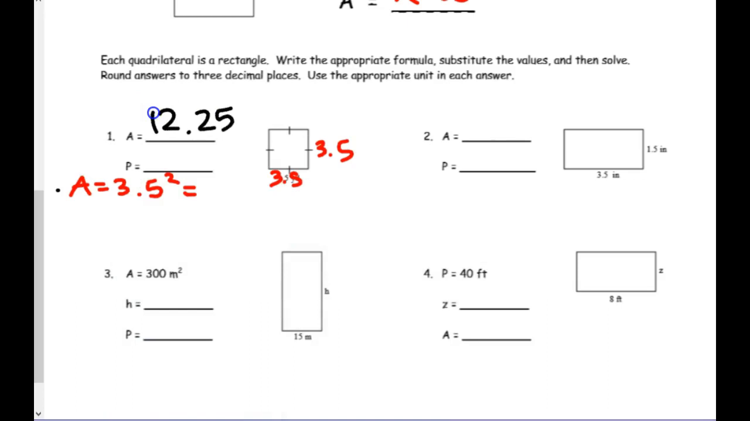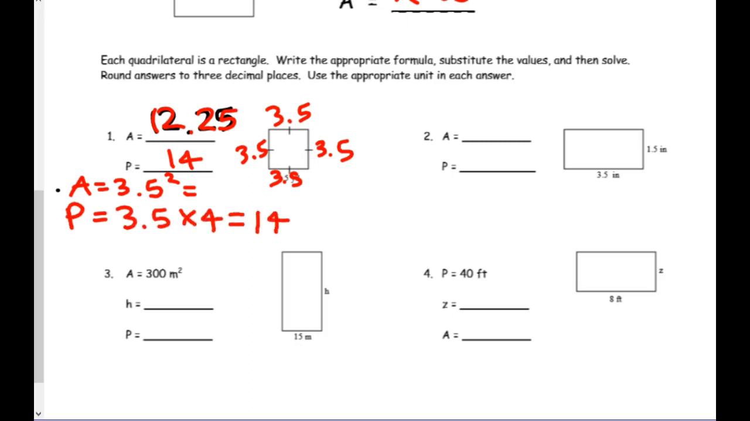12.25. Okay. Now, perimeter, if I got 3.5 on all 4 sides, I'm going to add it up. 3.5 plus 3.5 plus 3.5 plus 3.5. Or you just do 3.5 times 4. Okay, and you should get what? 14. Okay. So again, for the perimeter, I did 3.5 times 4, and I got 14. Okay, so that's all the work that you need to do for that.